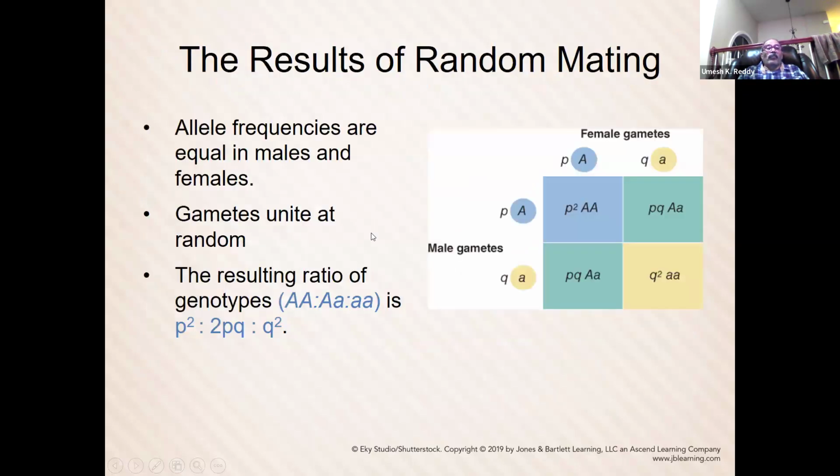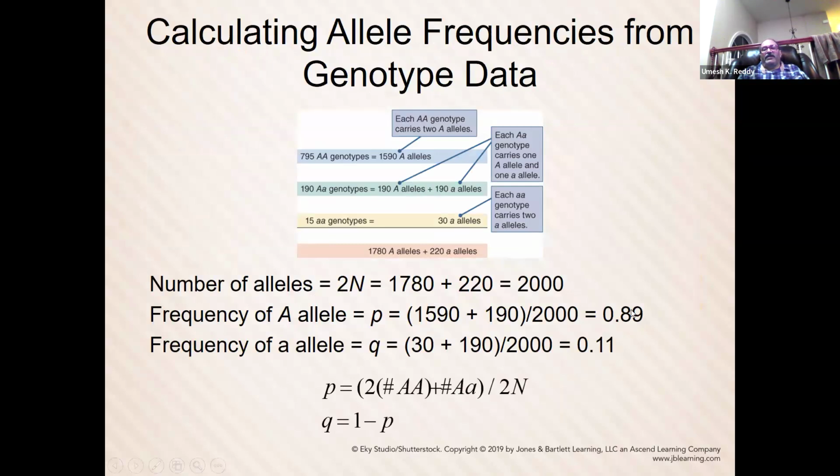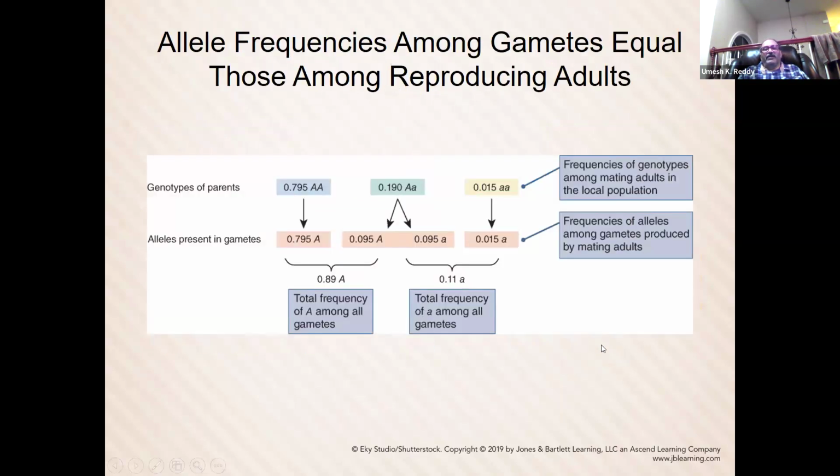We can say that this capital A, small a, is in the p squared, 2pq, and q squared equilibrium. If this sum is equal to 1, that means the particular locus is under Hardy-Weinberg equilibrium, and that it is not associated with any phenotype, or it is not getting selected. Here you are saying 0.89 and 0.11 is becoming exactly 1.